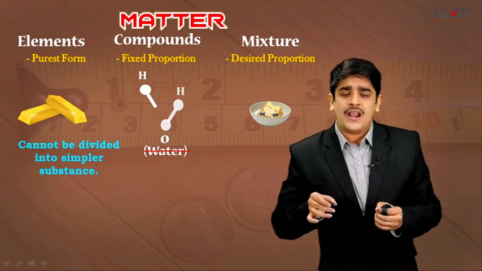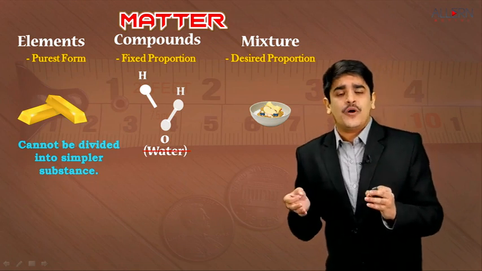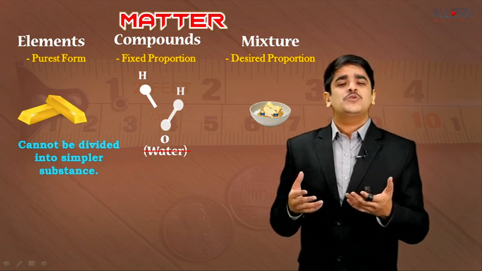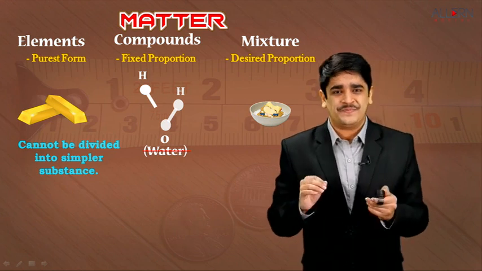So for example, I have a bar of gold over there. It is given by the formula Au. It is made up of gold atoms. It cannot be divided into simpler substances because gold is an element. It's already one of the simplest substances possible.